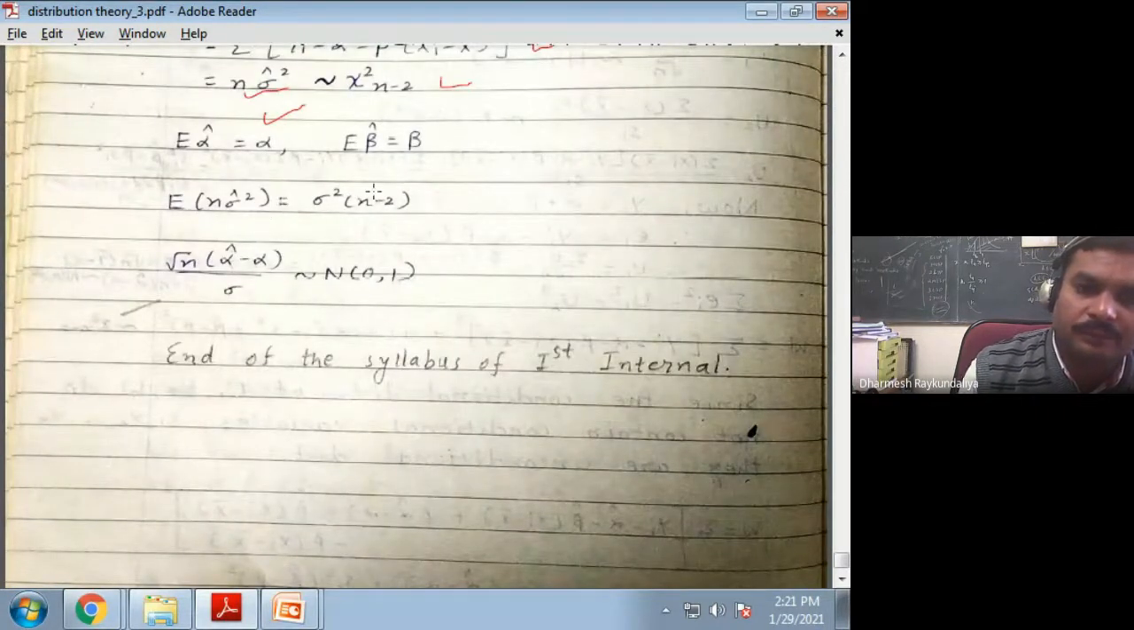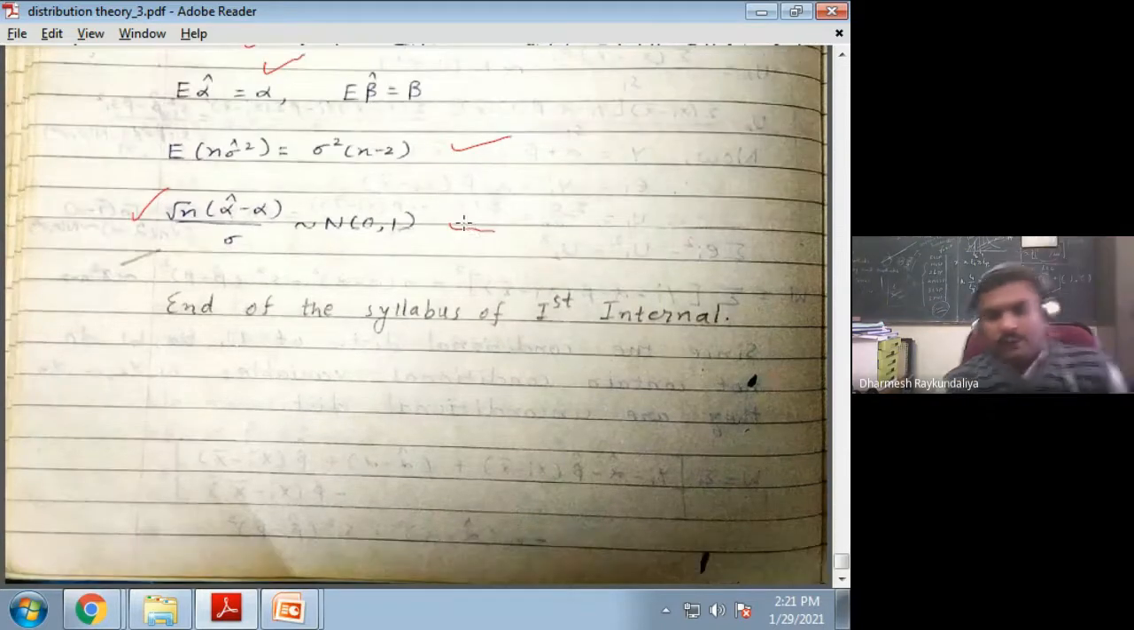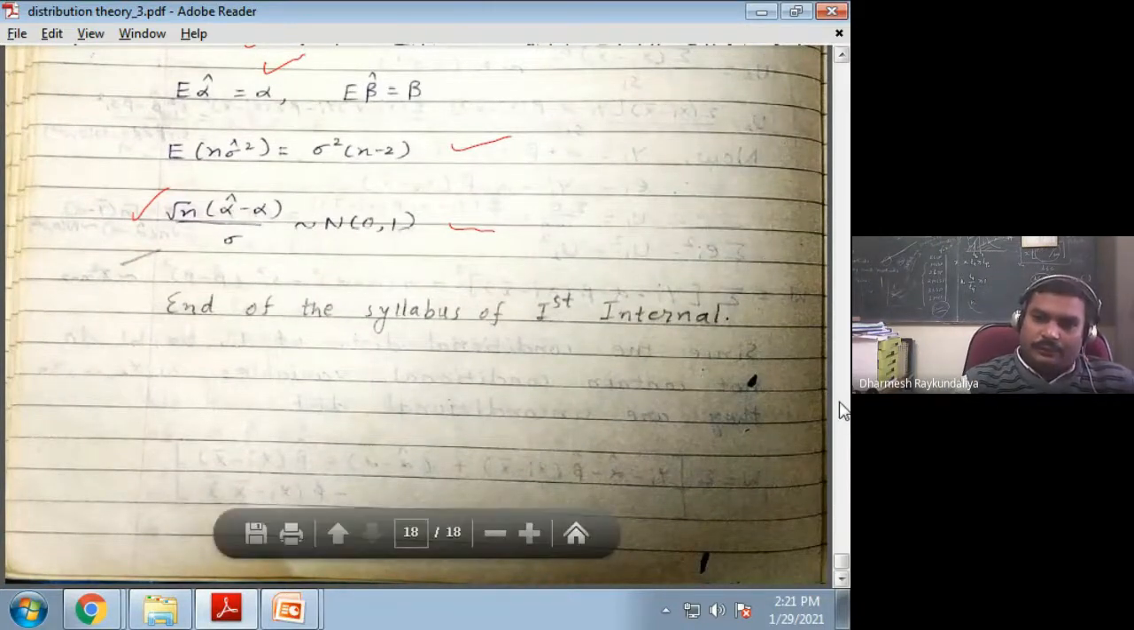And because we know the distribution, what is the mean of this? It is n minus 2. So the expectation of this sigma square is nothing but, because this has sigma square n minus 2. And because root n alpha cap minus alpha has normal 0 sigma square, you can say that root n alpha cap minus alpha upon sigma has normal 0, 1. So this is the way you can find the distribution of the regression coefficients.